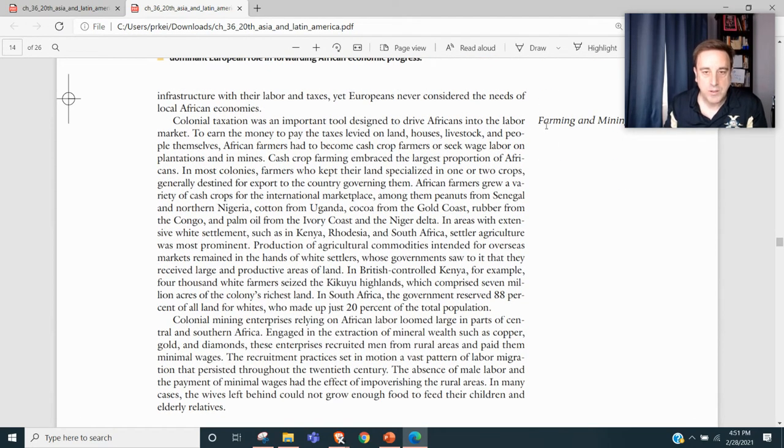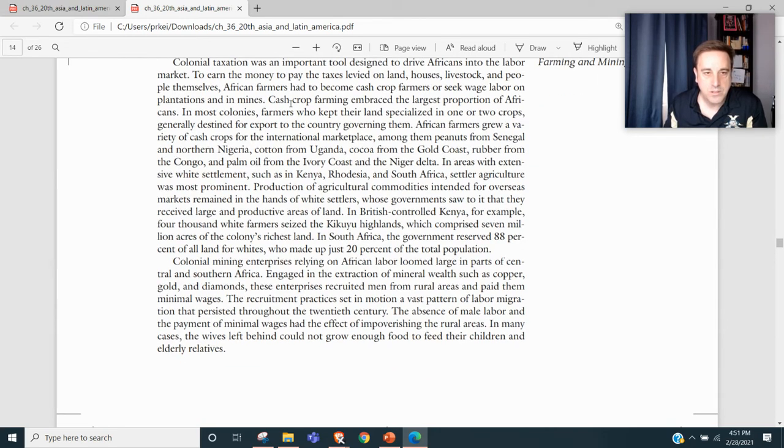Another thing when we look at the farming and mining is that the cash crops are going to be created, not only as part of that export strategy, but how do you force that? Well, you charge enough taxes on the farmers that they naturally will go into those cash crops and try to do that as much as they can to pay the taxes.